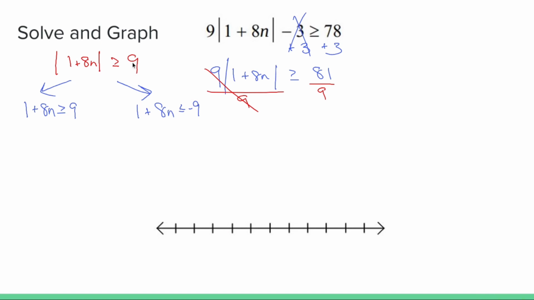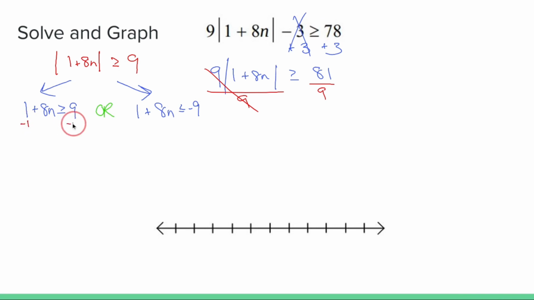Now, we need a word in between. The word is dependent on the symbol that you have right when you split things up. This is greater than or equal to. If the symbol is greater than or equal to, it becomes an or statement. I remember the phrase great or less than. Well, this is great or, so it's or. See what I did there? Math.